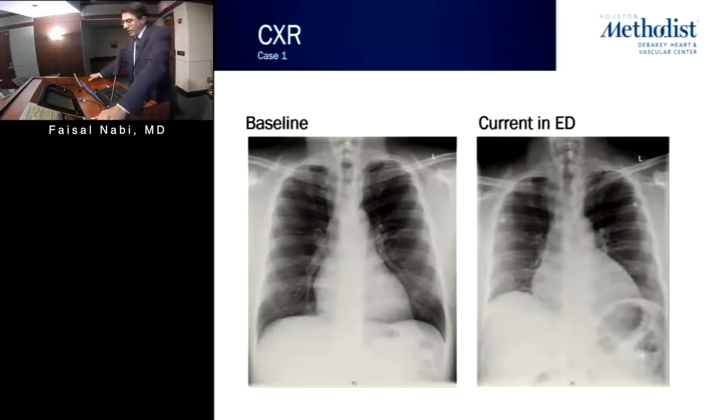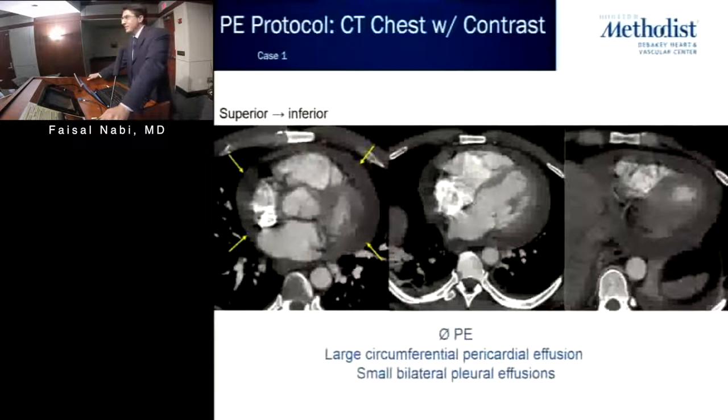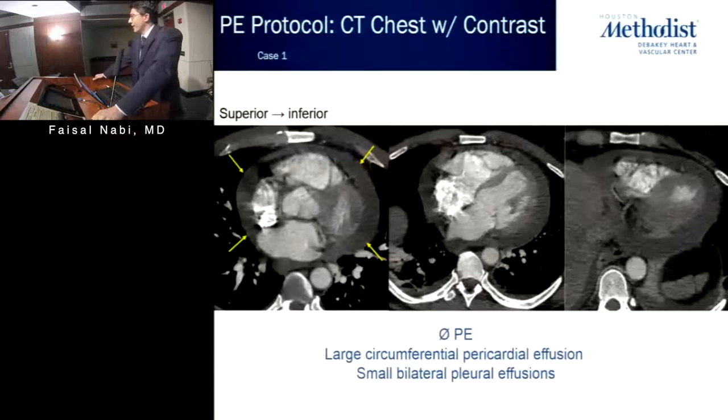So I think all of us, if we're thinking about what we would do next, would definitely go ahead and get an echocardiogram. But this was the emergency department, and they felt it was important to rule out a pulmonary embolism. So he got a CAT scan. And these are the images, and there was no pulmonary embolism found, but there was a large circumferential pericardial effusion that was seen, as well as small bilateral pleural effusions.